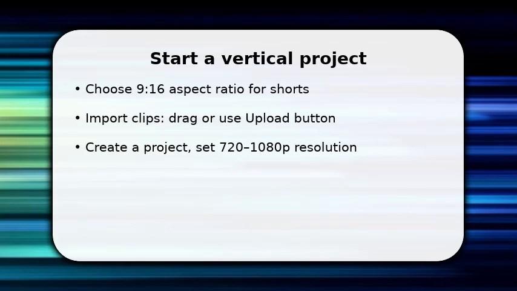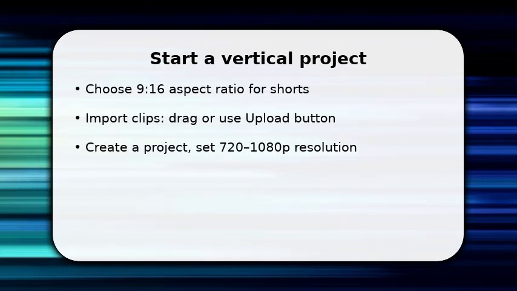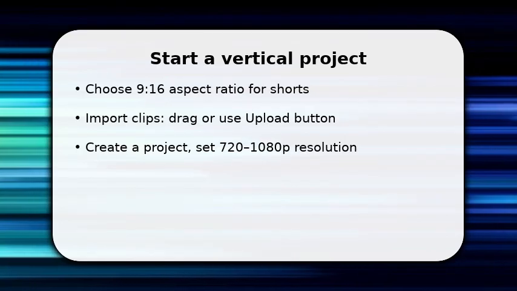You begin by creating a 9:16 project so your short fills phone screens. Import the footage you want, drag files, or click upload. Once done, set resolution to 720 or 1080p and 30 FPS for smooth playback. Make sure to organize clips in a simple folder or timeline track. This saves time when trimming.